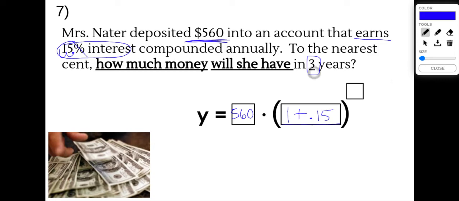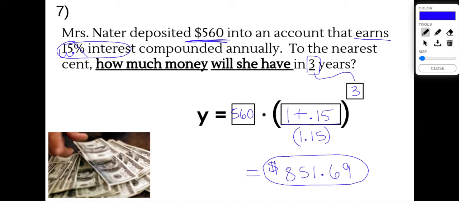And then the time period would be 3 years. Okay, so go ahead and type in your calculator if you want to change this to 1.15 to make it easier, because you know that would be 1 plus 1.15. You could do that. Let's see what your calculator says. What is Mrs. Nader going to have in her account after 3 years? To the nearest cent. Looks like we're going to get $851.69. There we go. That's what she's going to have.